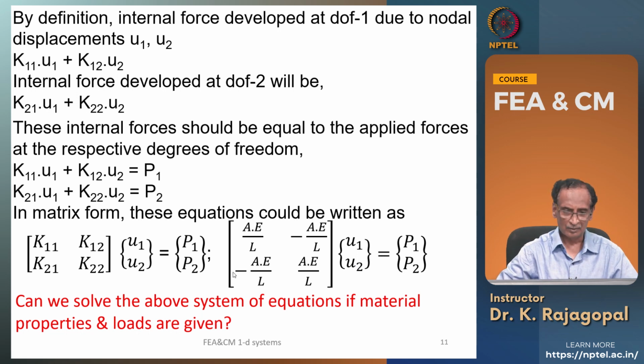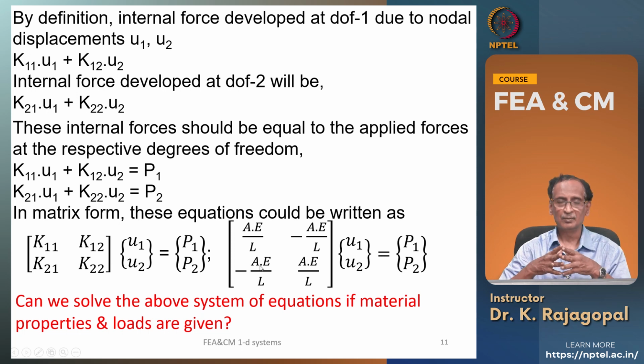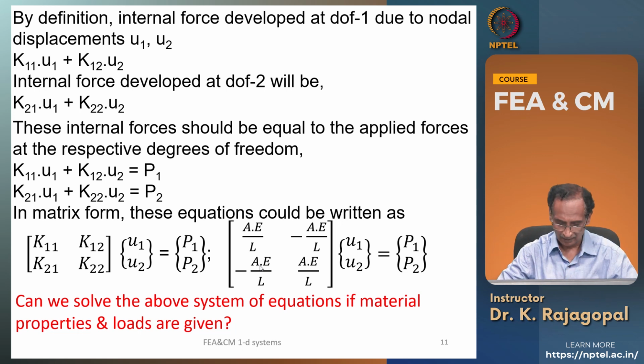So, we can easily find out if we can invert this or not by doing what? By calculating the determinant of this matrix. So, if you calculate the determinant, AE by L multiplied by AE by L minus the product of these two quantities, we see that the determinant is 0. So, that means that although we have the system of equations that we need, we cannot solve, and before we solve we need to do something else that we will see later.